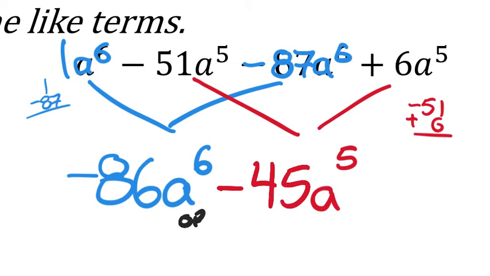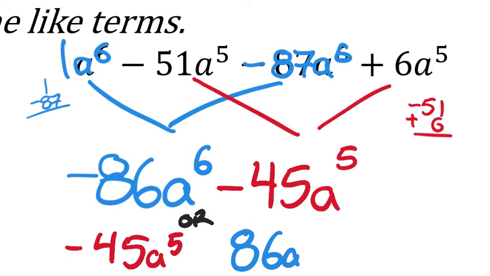And I think we talked about this in class, but just in case you don't remember, it's possible to switch these up as long as you keep the signs the same. So the 45 a to the power 5 has to stay negative. Same with the 86 a to the power 6. It needs to stay negative, okay? So we just show it as a minus sign. Either one of these will work. They will both get you full credit.